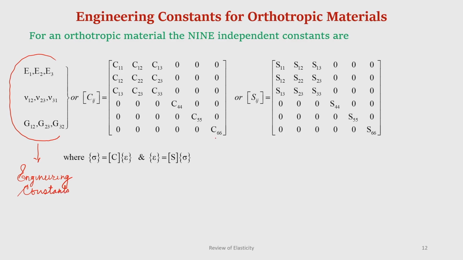And these are 9 independent elastic constants, and we understood their relationship. So, in general we can write sigma is equal to stiffness matrix into epsilon, and epsilon is equal to compliance matrix into the stress sigma. So, we understood the relationship between the engineering constants and the elastic constants.